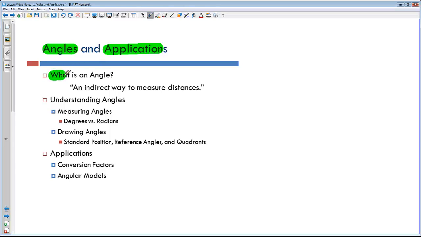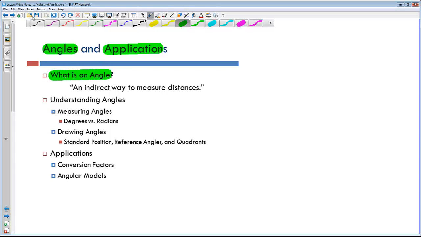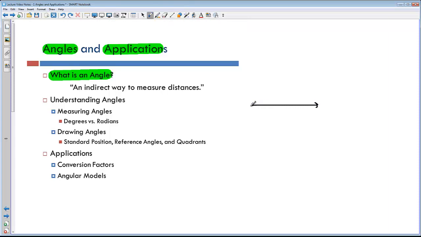So first, let's start with this question. What is an angle? It's easy to draw an angle, and you've probably seen these drawn before. So here's an angle right here. Let's make this a 45-degree angle. Right, so there's a 45-degree angle. And if you think about it, what an angle actually is, it's an indirect way to measure distances.